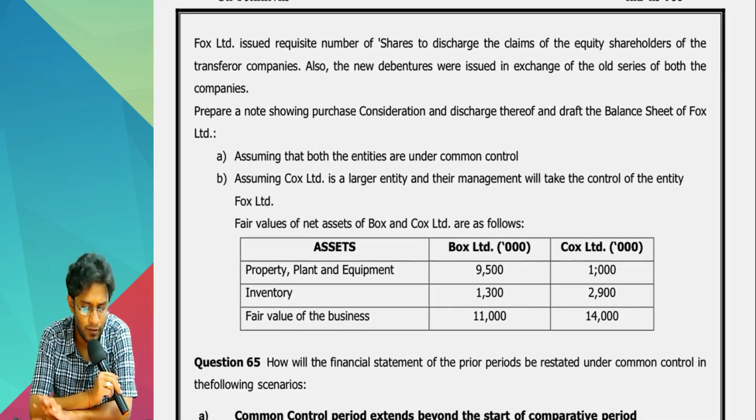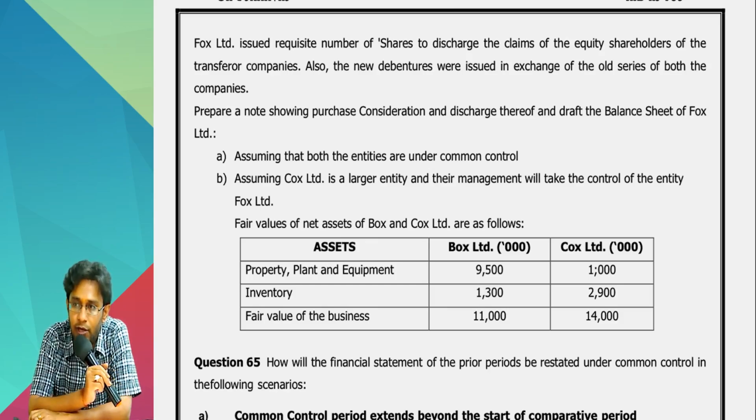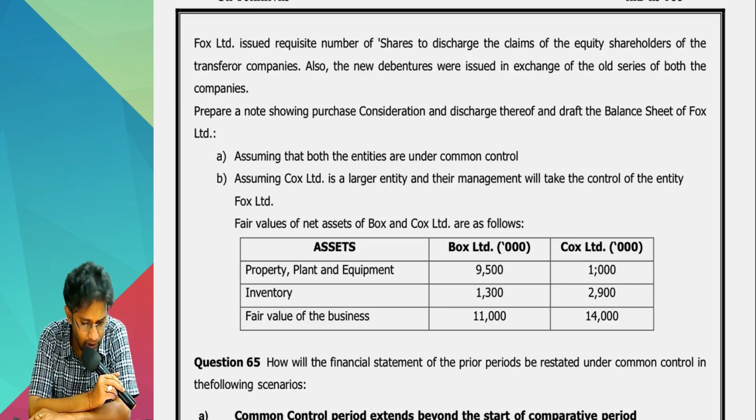Fox Limited issued a requisite number of shares to discharge the claims of equity shareholders of the transferor companies. How many shares did you issue? Requisite. He won't tell you. Also, the new debentures were issued in exchange of old series of both the companies. Prepare a note showing purchase consideration and discharge thereof and draft the balance sheet of Fox Limited.